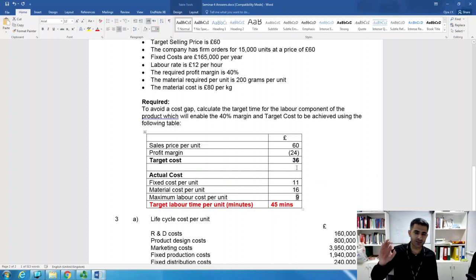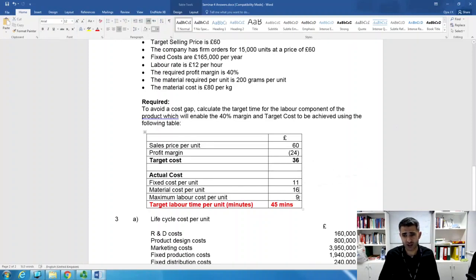So we balance, that's the balancing figure, yeah? So that's £36, okay? Remember, if you count 11 and 16, this is 27, right? So 27, how much labor cost would be needed here for them to equal 36? Of course, we need to put 9. So 9 is the balancing figure here.